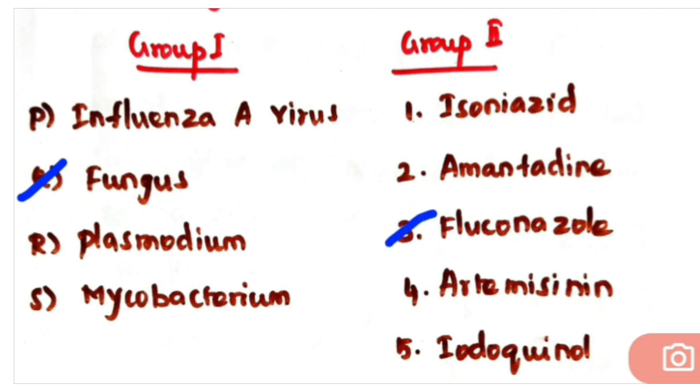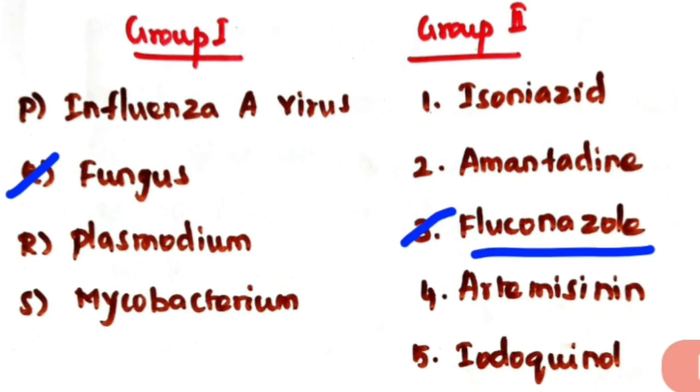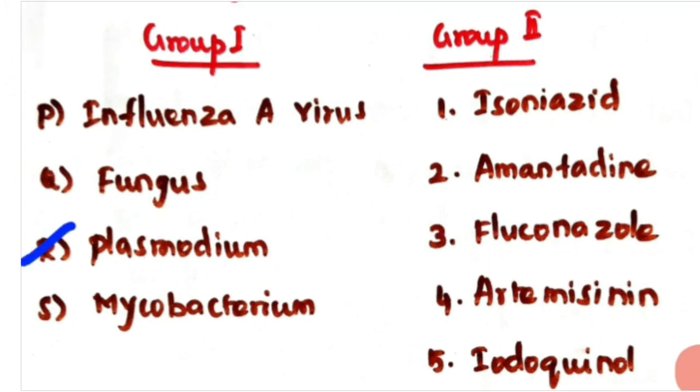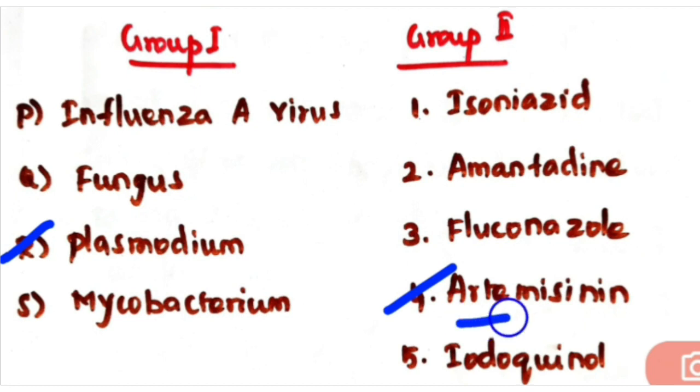The second option is fungus. Option 3, fluconazole, is an antifungal medicine which is used to treat infections caused by different kinds of fungus. And the third option is plasmodium. Option 4, artemisinin, is used to reduce the number of plasmodium parasites in the blood of patients with malaria. This medicine is mainly used to treat malaria and fever which is caused by plasmodium parasites.